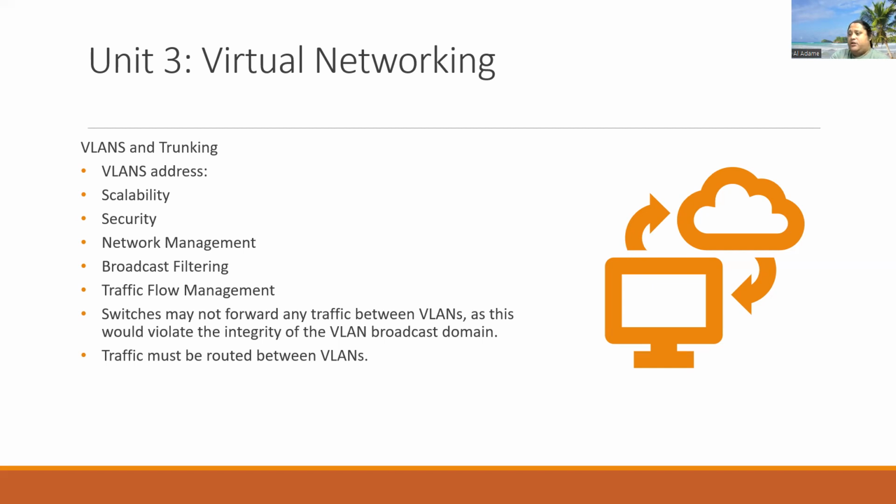Switches may not forward any traffic between VLANs, as this would violate the integrity of the VLAN broadcast domain. There's a way to make it do that, though. Traffic must be routed between VLANs. I forget what the name of it is. That's why trunking comes into play. Duh. Sorry, I forgot for a second.